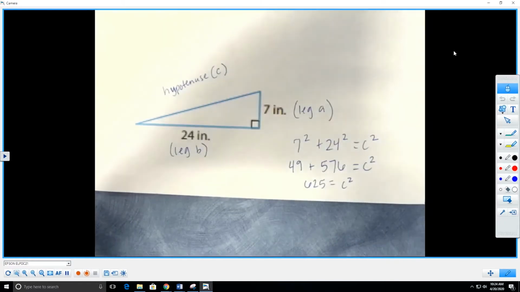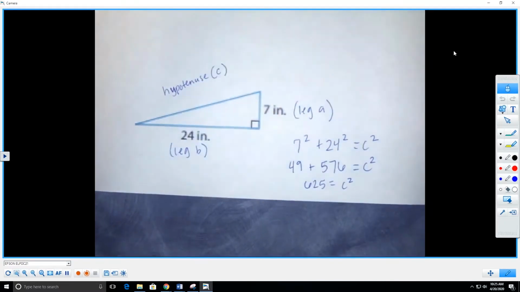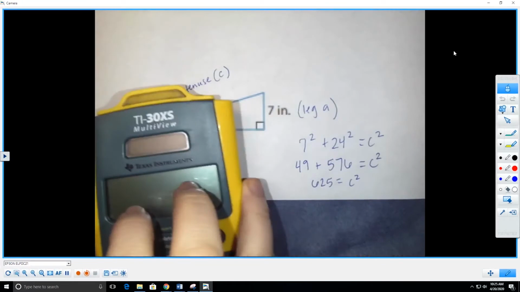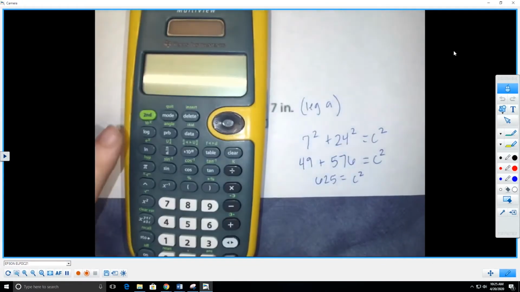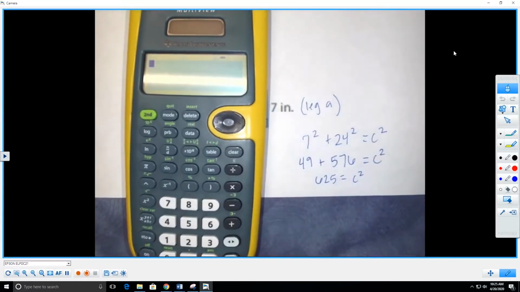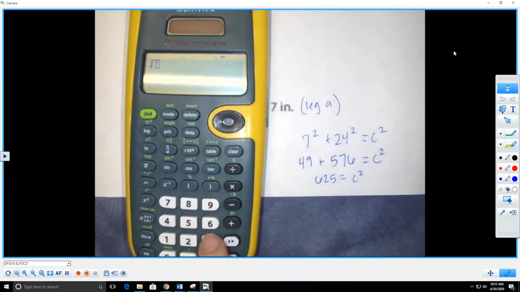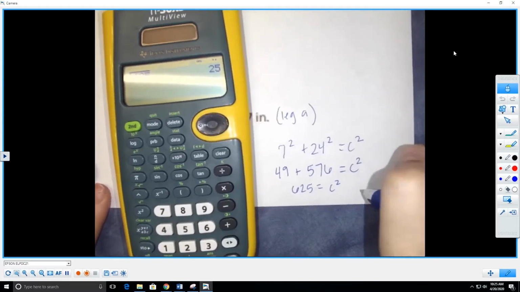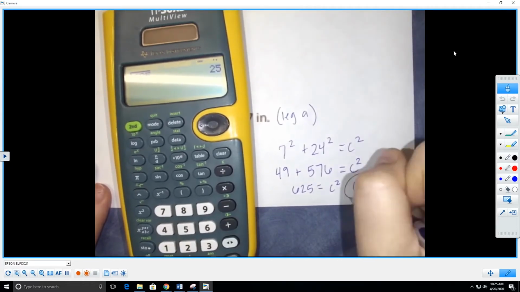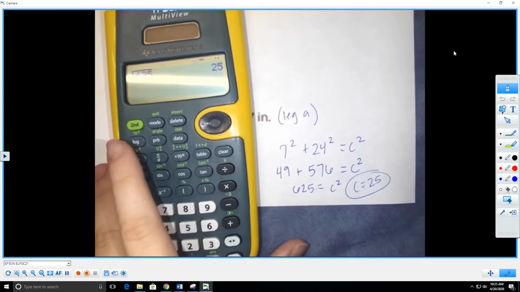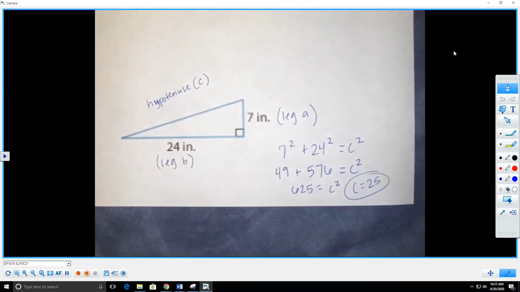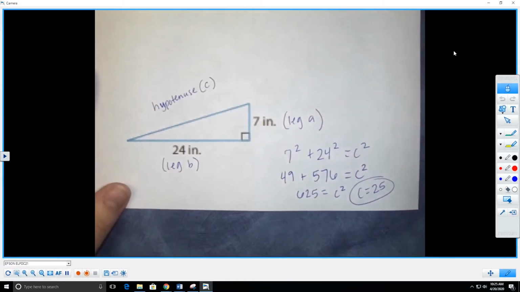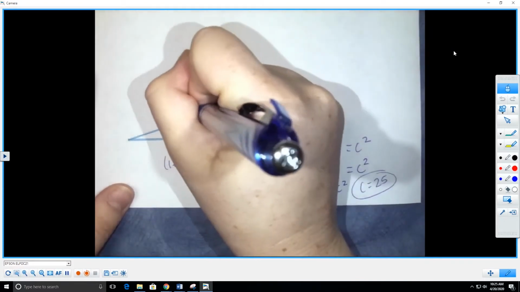I'm going to be using the student calculator that my students would have used. So I'm going to type in the square root of 625, and we get 25. So C is equal to 25. So we see that the length of the hypotenuse is 25 inches.